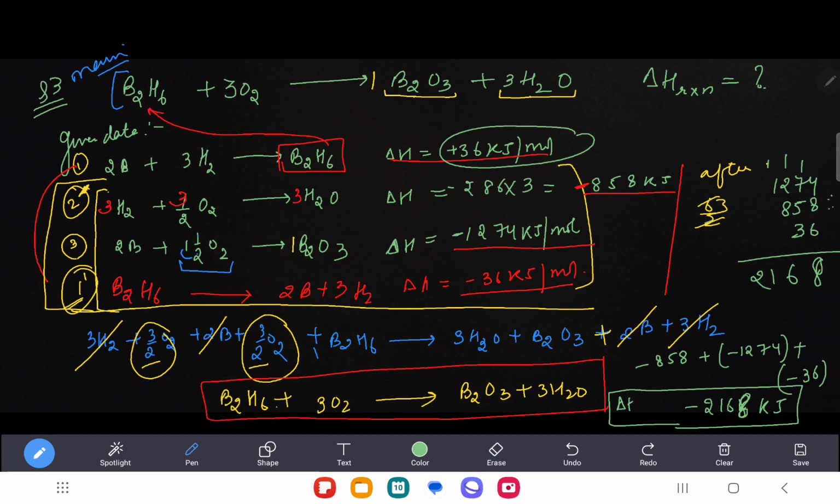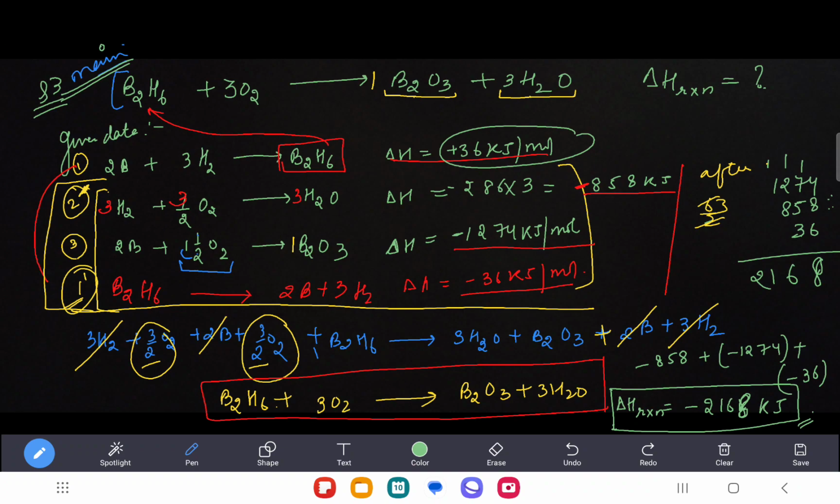That shall be delta H reaction. Understood or not? Makes sense. That is the answer. Now do one more question. So basically, this is how Hess's law works. Given data has to be converted into the final answer. Now just have a look here.